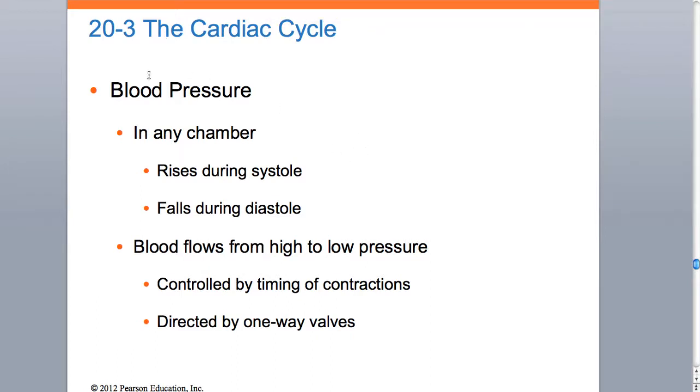Okay, now let's move forward. We've already talked about this: pressure rises during systole and falls during diastole. So the pressure will actually change. I've said multiple times that what allows the valves to open is the pressure gradient.